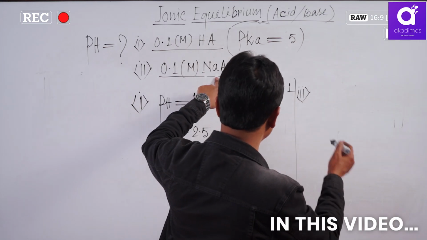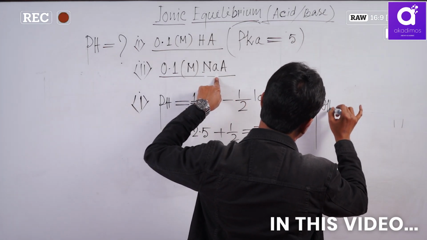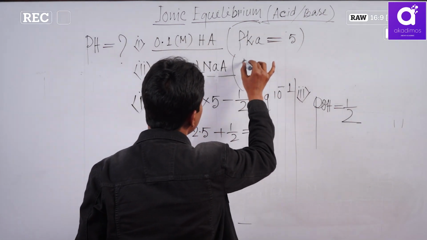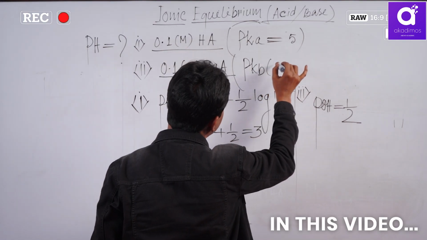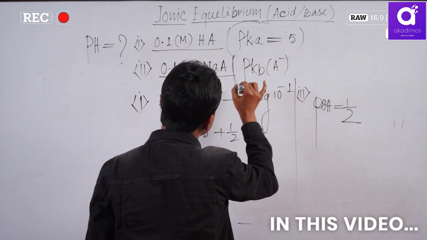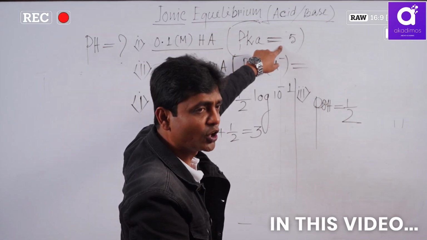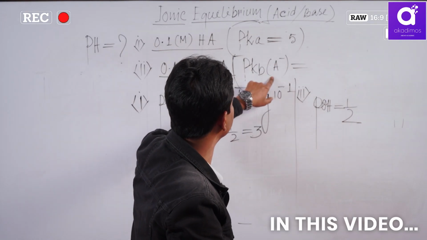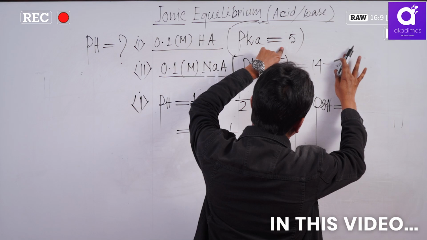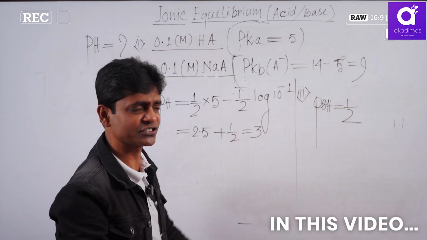Now, A minus, if I consider it a weak base, then I will use the formula pOH is equal to half pKb. Now the question is, what is the pKb of A minus? That I have discussed. That is pKa plus pKb is equal to 14. That means its pKb is equal to 14 minus 5, that is equal to 9. Easily you will get from this.